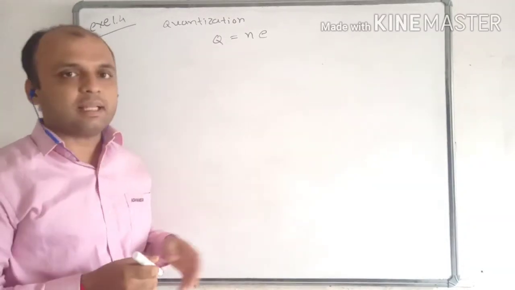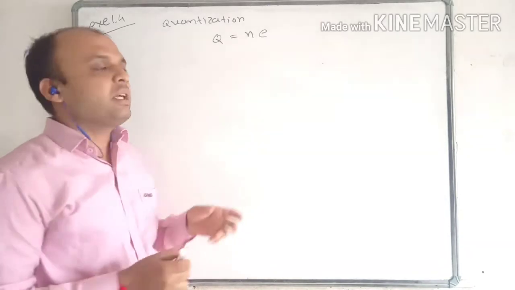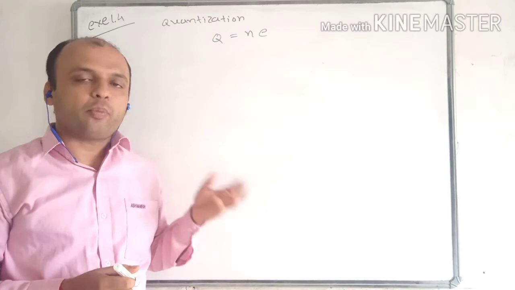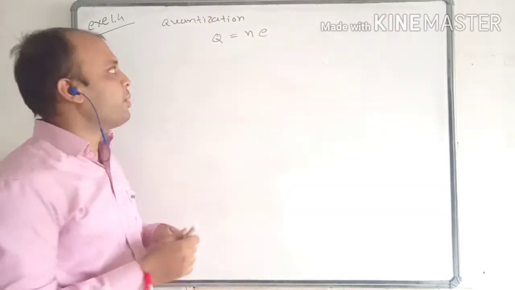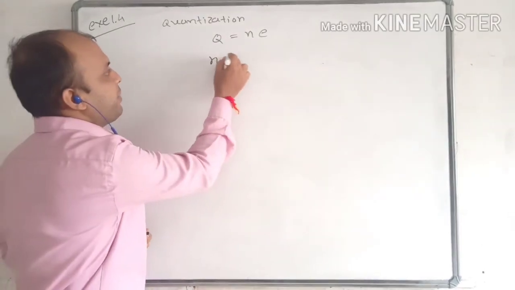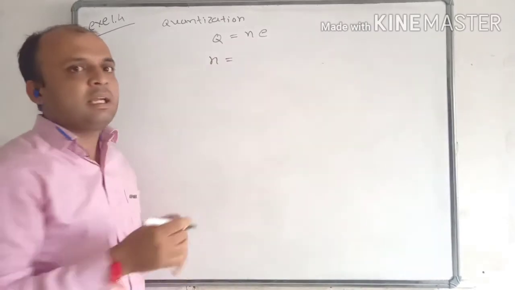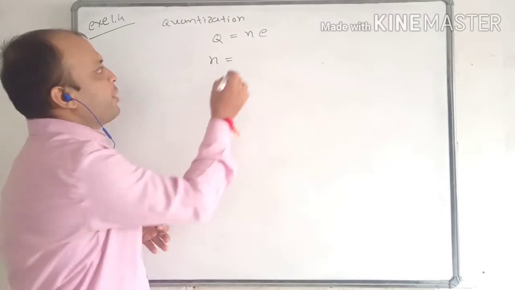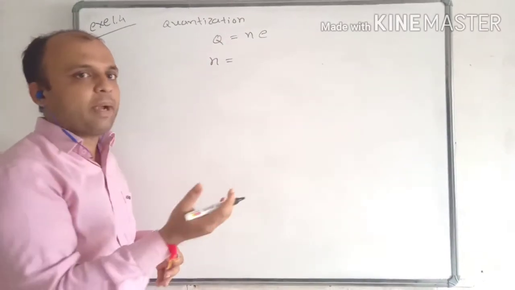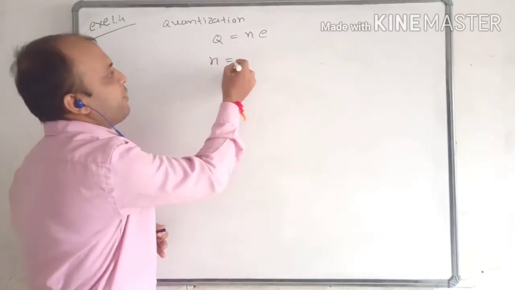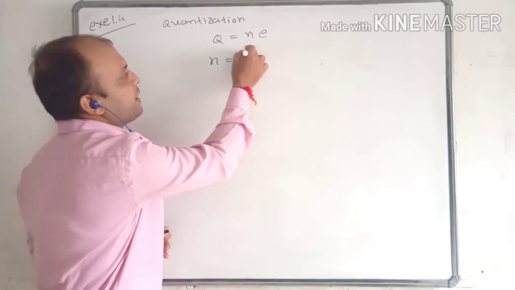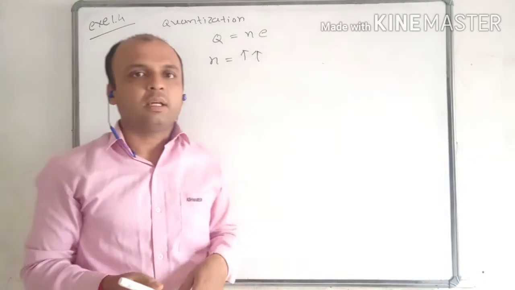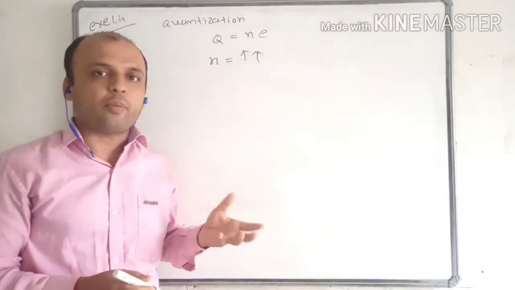In the second case they ask why we ignore this quantization for a macroscopic body. For a macroscopic body, n will be much greater than for a smaller particle or smaller body. So we can ignore this quantization in a macroscopic body.